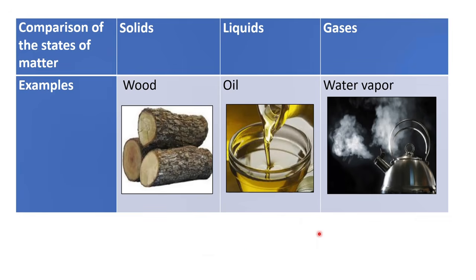Let's now compare the states of matter using a table in terms of examples, definite shape and volume, arrangement and movement of the particles, and the distance between the particles. Let's start with examples. Solids, wood; liquids, oil; gases, for example, water vapor. Could you give me more examples of the states of matter? Solids: iron, ice, glass. Liquids: milk, water, juice. Gases: oxygen, carbon dioxide, and helium gas.